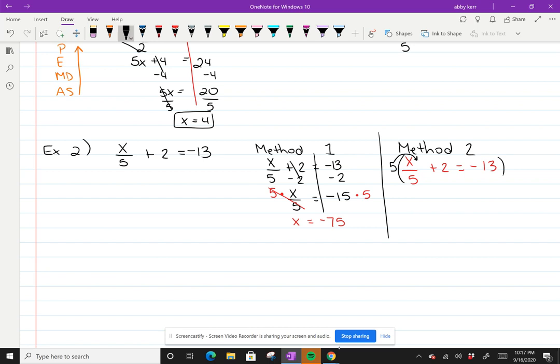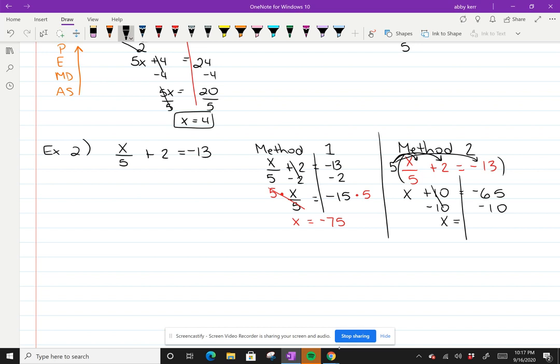So then this becomes that x that we wanted. Don't forget this 2, this lonely 2. 5 times 2 gets you that positive 10. And then all the way across, even the equal sign, 5 times negative 13 is negative 65. And now it just becomes a 1 step. So we minus 10 on both sides.